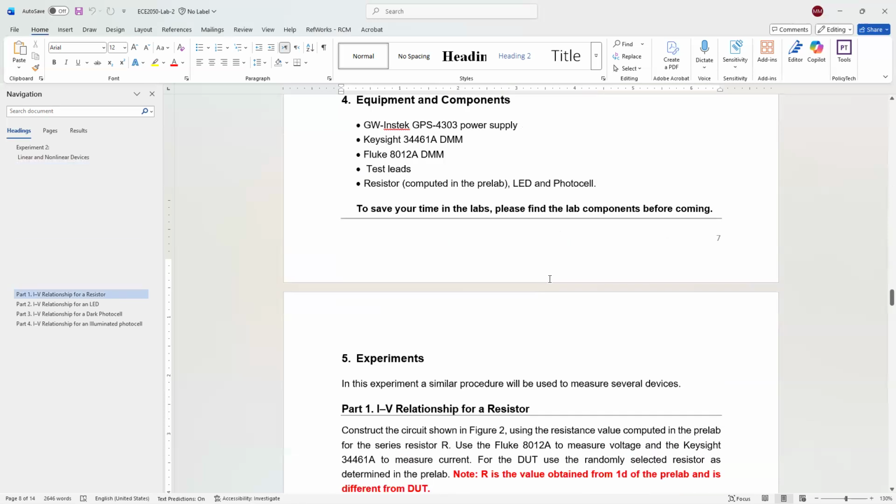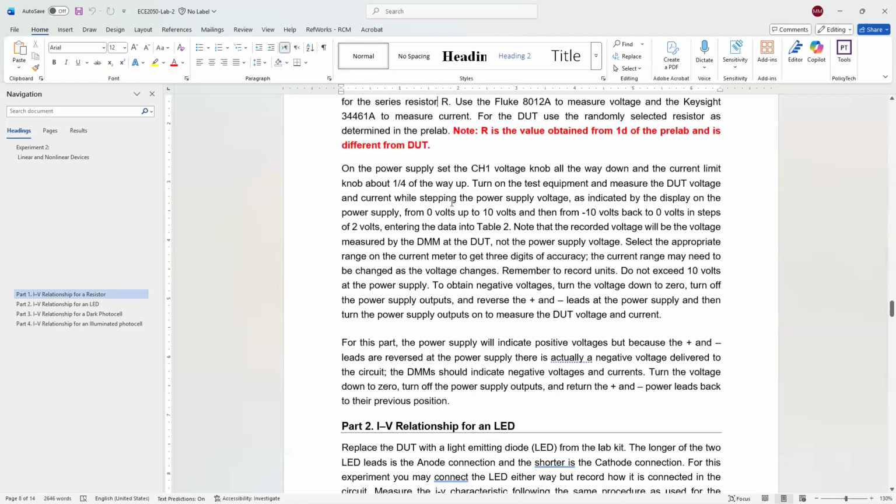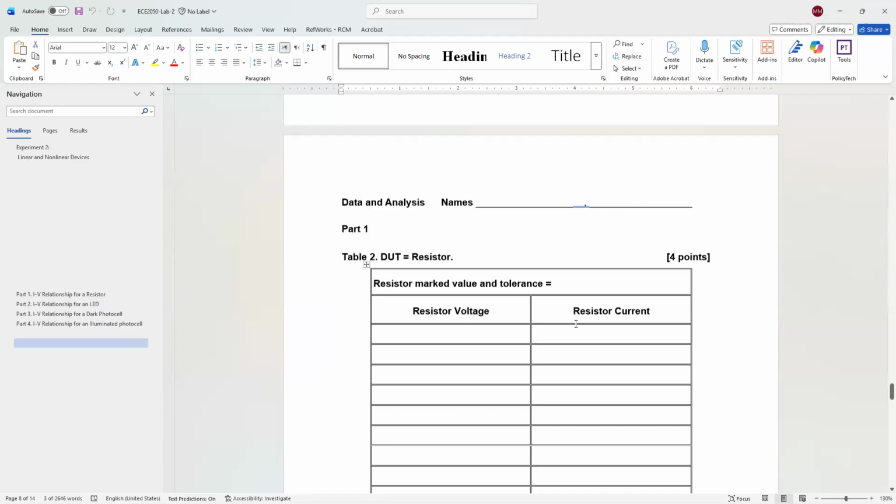So here I explain in detail what you have to do. After you connect the circuit, you have to change the voltage from 0 to positive 10 volts, and back from negative 10 to 0. That means you change the voltage from negative 10 to positive 10 in steps of 2. Every time you change the voltage, that means 0, 2, 4, 6, 8, 10, and you can also go in the other direction. There is a table here, and you have to put the results in the table.